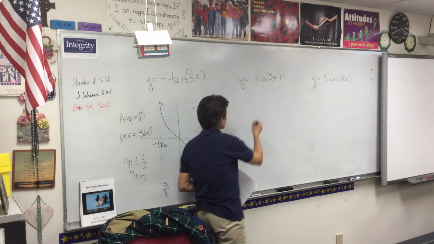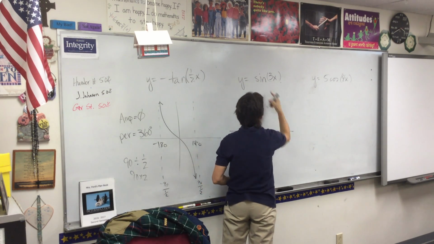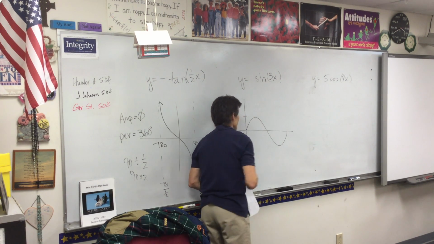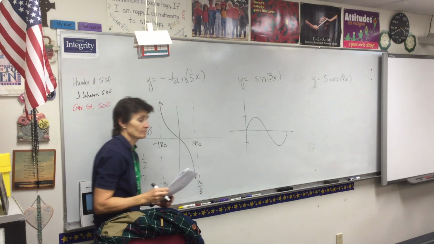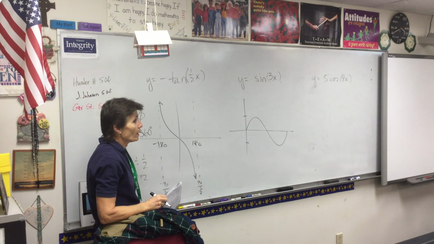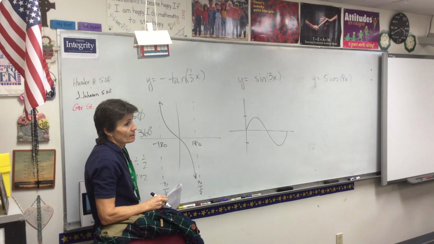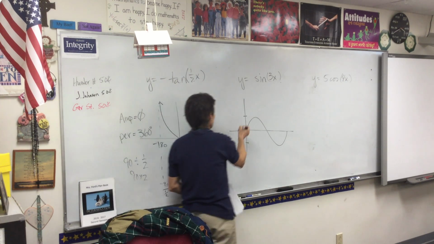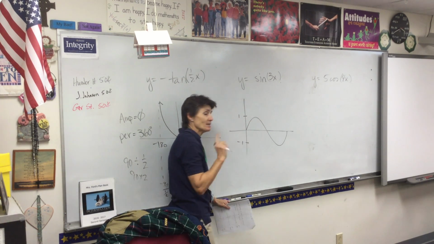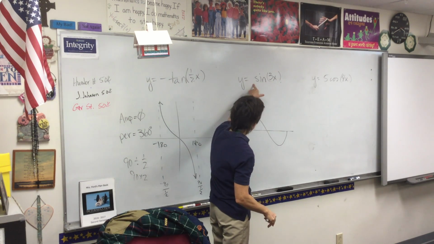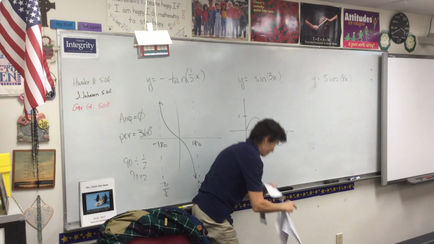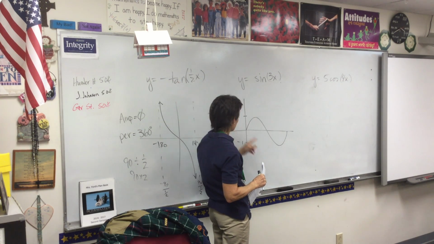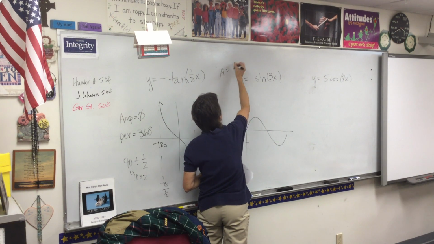All right, now we got a sine. This is just a regular sine curve. It's not upside down or anything. So there it is. What is the amplitude? 1. These are the normal marks, right? Yeah. And we didn't change that because there's no number written out here in front. Right? So it stays 1. So my amplitude is 1.